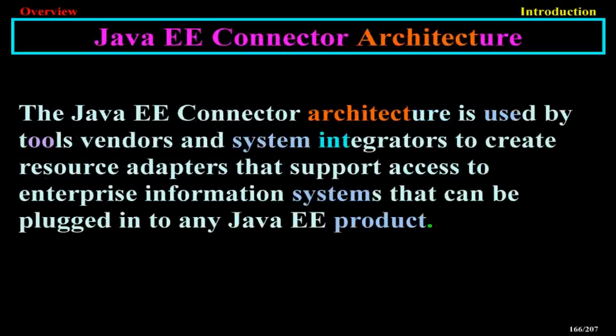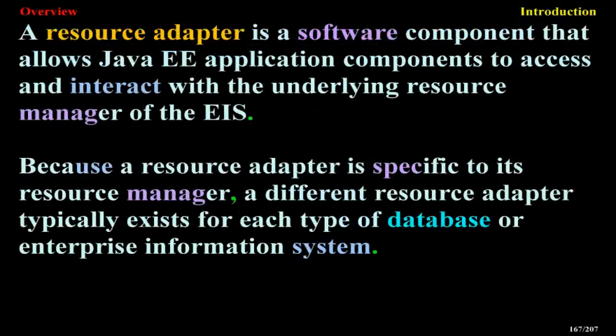Java EE Connector Architecture. The Java EE Connector architecture is used by tools vendors and system integrators to create resource adapters that support access to enterprise information systems that can be plugged into any Java EE product. A resource adapter is a software component that allows Java EE application components to access and interact with the underlying resource manager of the EIS. Because a resource adapter is specific to its resource manager, a different resource adapter typically exists for each type of database or enterprise information system.